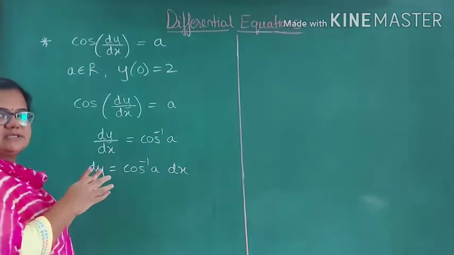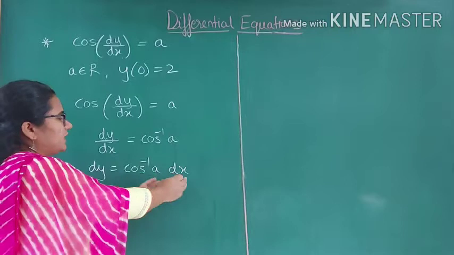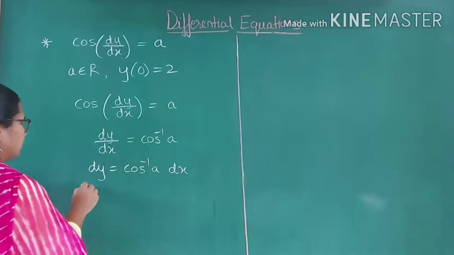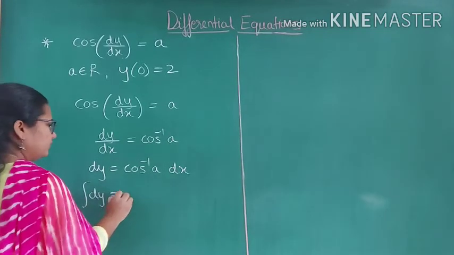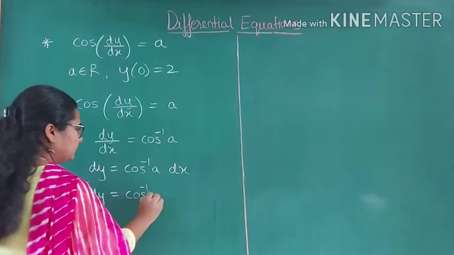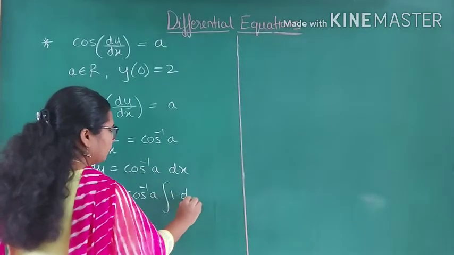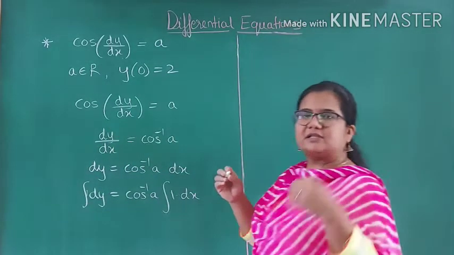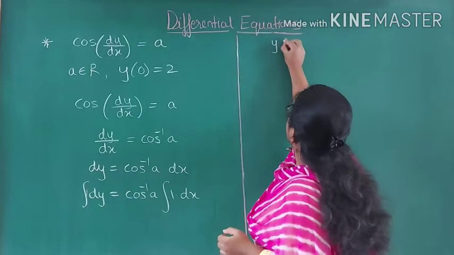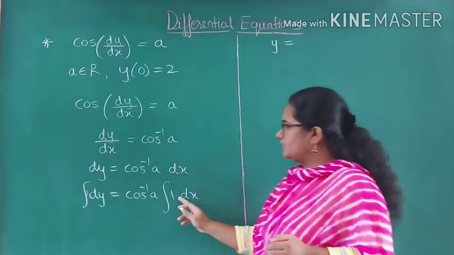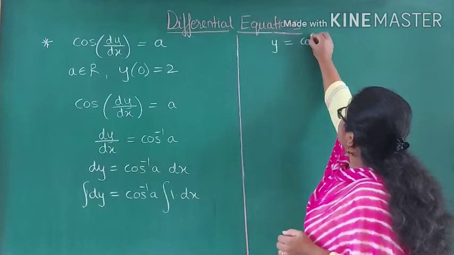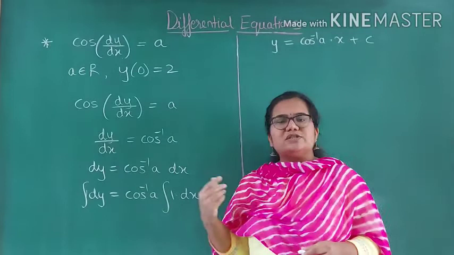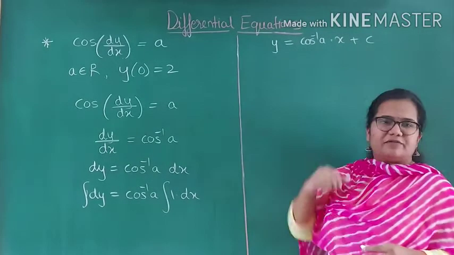Now there is no term of x and y in this example. We have just separated the differentials and the constant. So after doing this, we will integrate this given equation. So it will become integration of dy, cos inverse of a is constant, into integration of 1 dx. Integration of 1 dy is y is equal to cos inverse of a into x, plus constant of integration. So this is your general solution of the given differential equation.